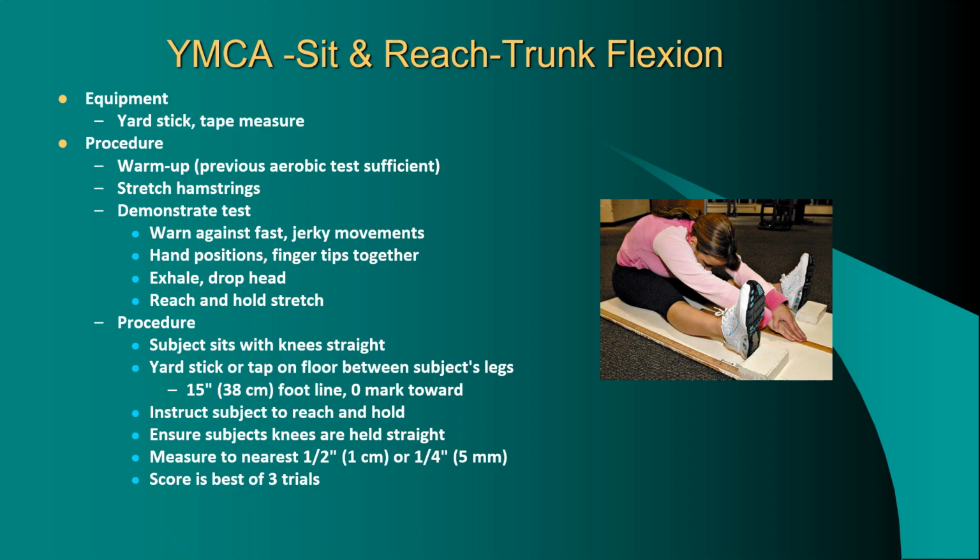The initial tape is placed at 15. That's the mark 0, and so then you count how far past the 15 they go. Make sure their knees are straight, and they don't try to bend the knees. And then you measure to the nearest 1/2 or 1/4 millimeter, 5 millimeters, and the score is the best of 3 trials, not the average, but the best. You get 3 chances to get a higher score.